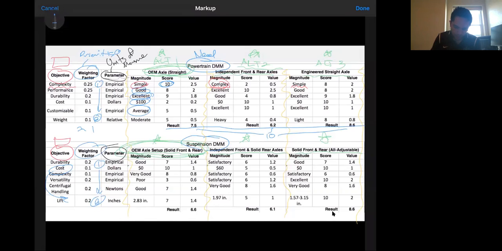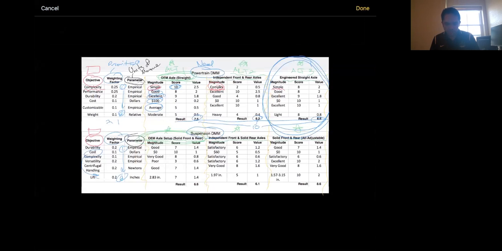So you can see that the OEM straight axle received a 7.5. The alternative 2 for powertrain received a 6.2, while the third alternative received an 8.6. Obviously, basing your decision on the weighting factor for your objectives, you would then know in powertrain to go ahead and choose alternative 3, because that is the alternative that resulted in the highest result. And you can go ahead and choose that alternative when justifying your decision and presenting it in terms of proposal or presentation or public speaking, technical reports, whatever it may be. And so that's a rough introduction to DMMs.